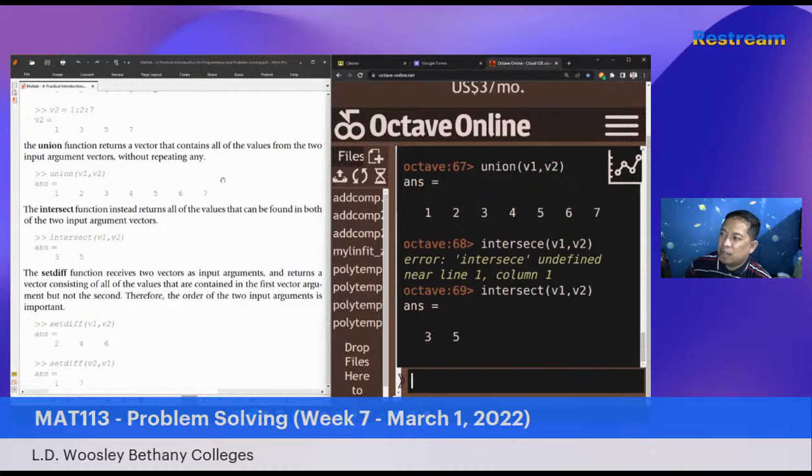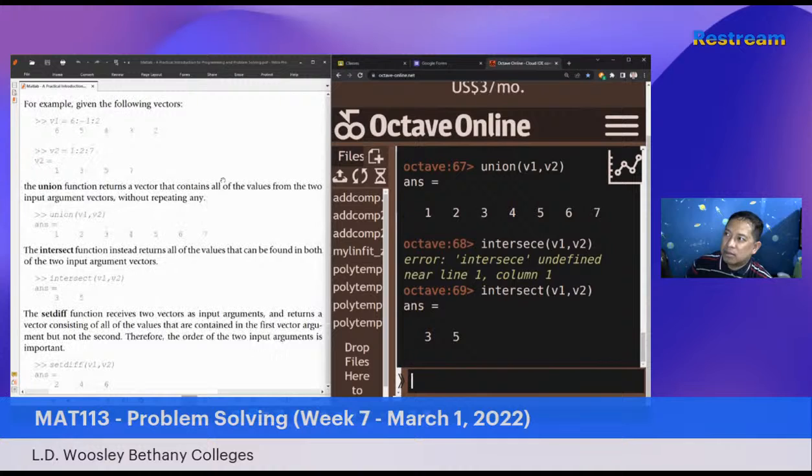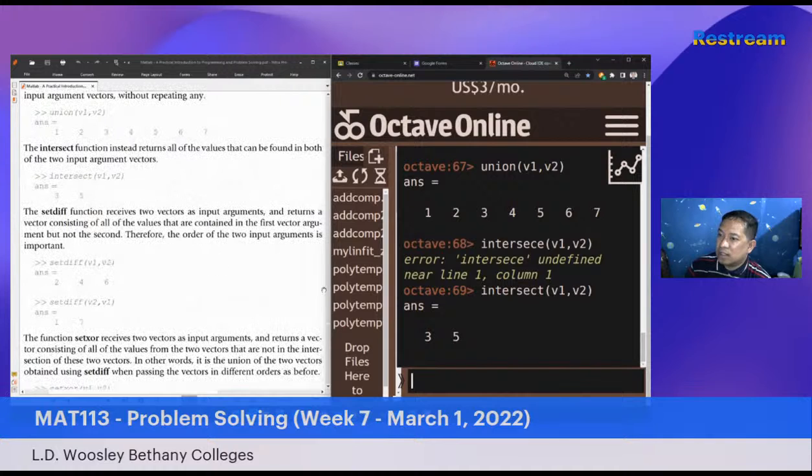There are intersections here. So setdiff takes the two vectors as input and returns a vector consisting of all of the values that are contained in the first vector argument but not in the second. So yung unique sa first vector. So yung unique, tingnan natin siya. So kung unique dito, 2, 4, 6. Dahil yung 3, 1, 3. Saka yung 7, hindi naman kanya yun. No? So tingnan natin. Let's see.